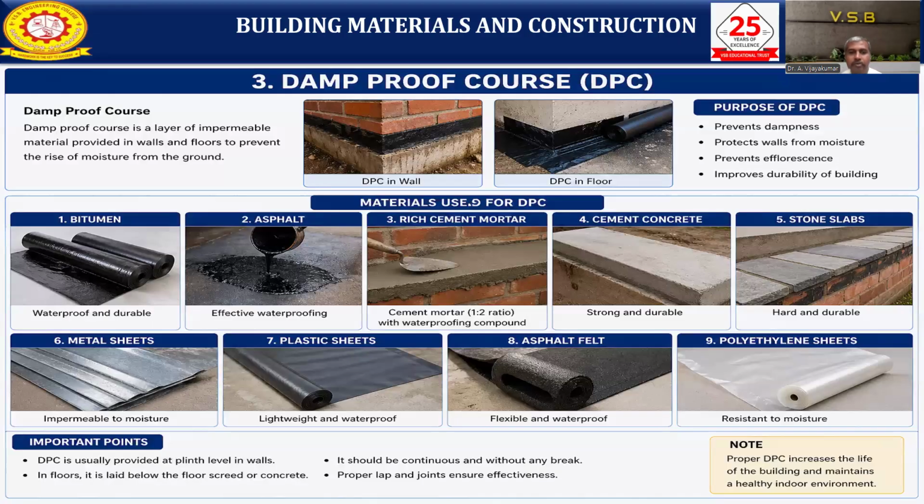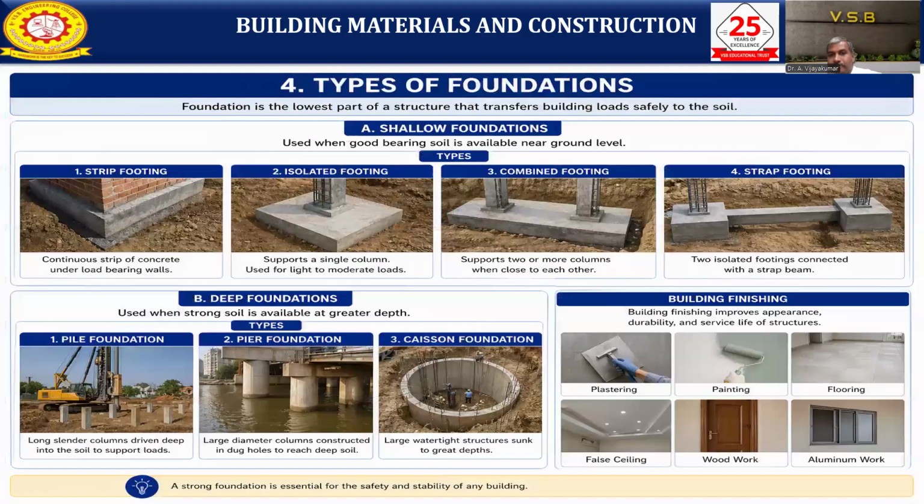So what points do we need to consider here? A damp-proof course is usually provided at the plinth level in your walls. In floors, it is laid below the floor screed or the concrete. It should be continuous and without any break. Proper laps and joints should ensure its effectiveness. Otherwise, moisture can penetrate between the two joints. So proper damp-proof courses will increase the life of the building and maintain a healthy indoor environment.